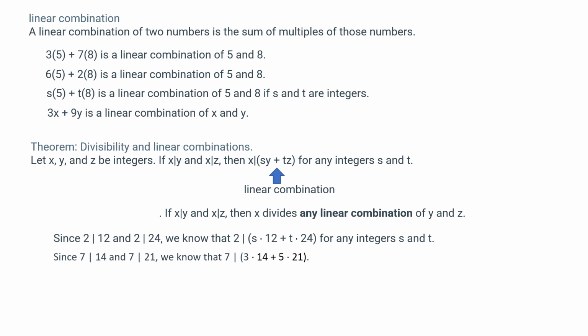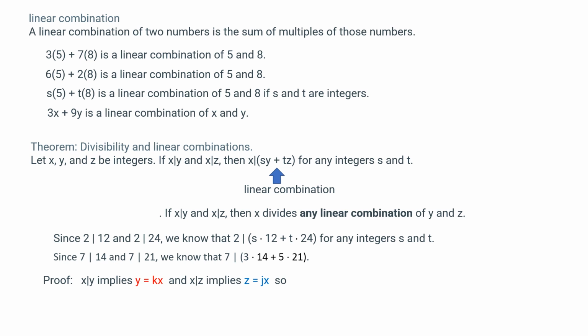Since 7 divides 14 and 7 also divides 21, we know that 7 divides 3 times 14 plus 5 times 21. I've thrown in just some integers here, a 3 and a 5 for the s and the t. Again, this is because of the theorem above. So let's look at the proof for this.